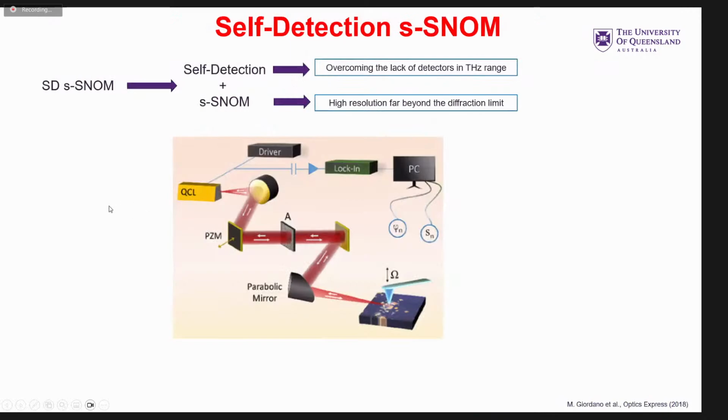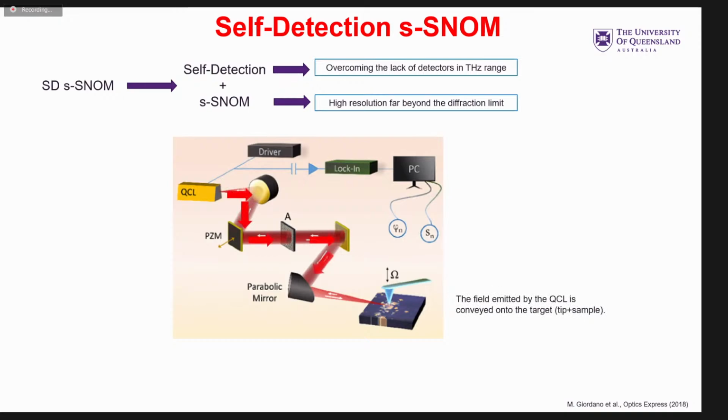So by combining self-detection and SNOM, we obtain the self-detection scattering SNOM, which is a technique presenting two main advantages. The first one comes from the self-detection part, which is the possibility to overcome the lack of efficient detectors in the terahertz range, because the QCL is used both as laser and as a detector. And the SNOM part implies a high resolution beyond the diffraction limit. And a typical configuration of this technique is shown in this slide. Just I mentioned that this technique was first introduced in 2018 by the group of Miriam Vitiello.